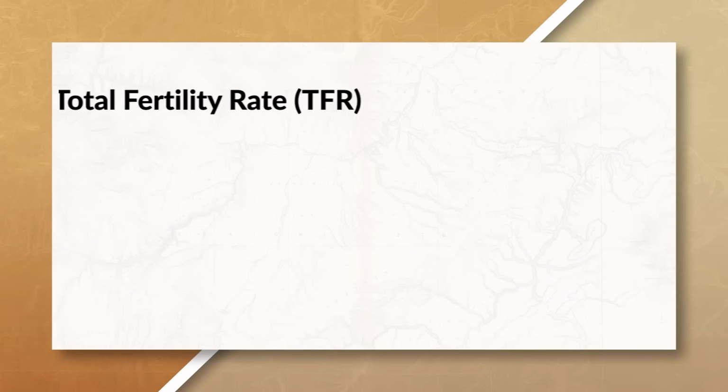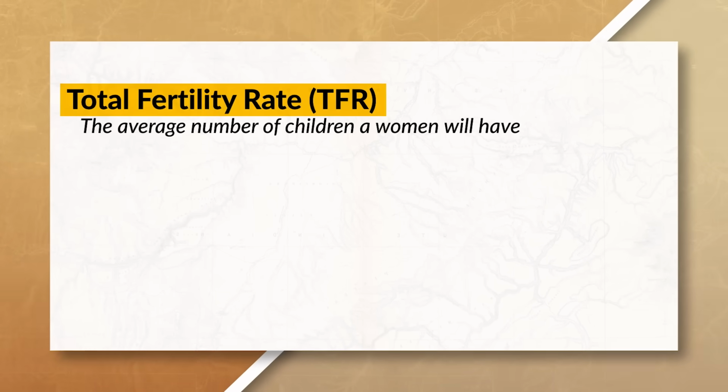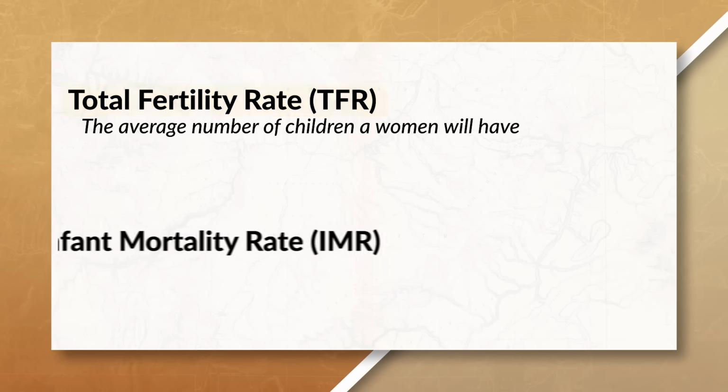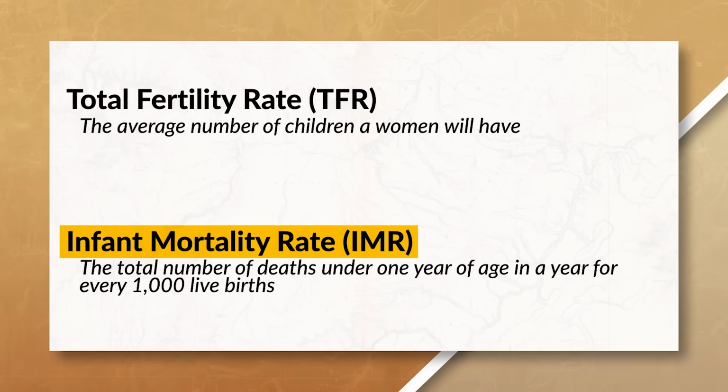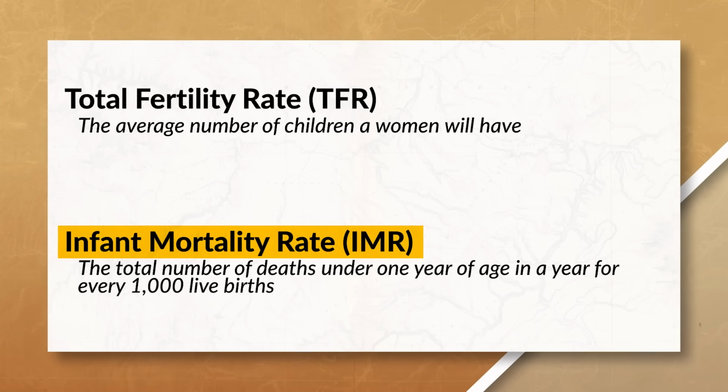Up next is the total fertility rate, which is the average number of children a woman will have. A TFR of 2.1 is considered to be the replacement rate. If a country's TFR falls below 2.1, the population size will decrease, while a TFR above 2.1 indicates population growth. Lastly, there is the infant mortality rate, which is the total number of deaths of infants under 1 year of age per 1,000 live births.